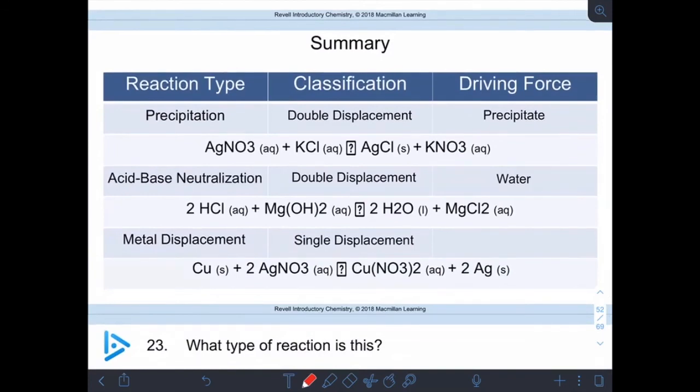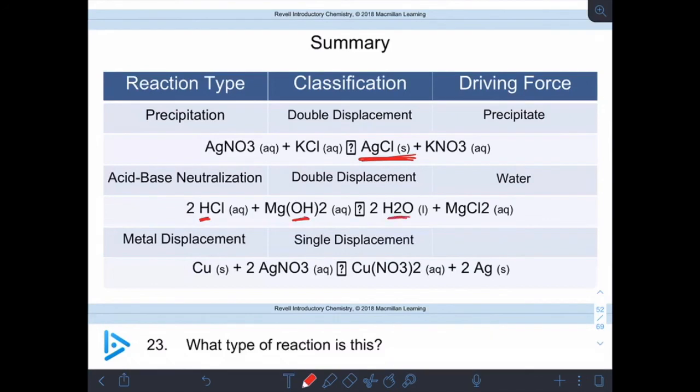So precipitation is essentially a double displacement reaction, and we get a precipitate from it. We get some kind of solid out of it. Okay, that's the defining characteristic there. Okay, acid-base, recognize we've got an acid plus a base, and we get water and a salt. Okay, it's also a double displacement.